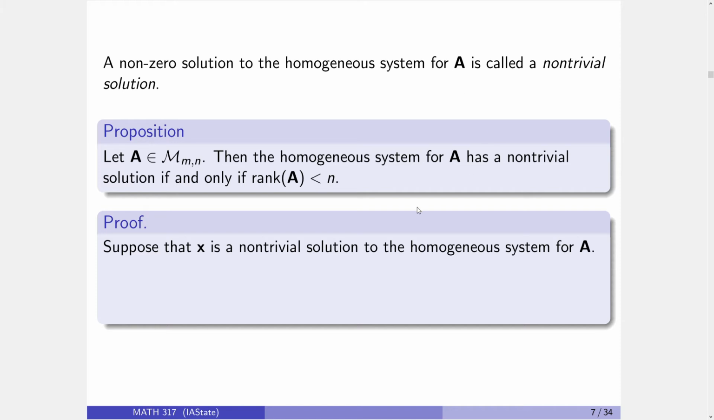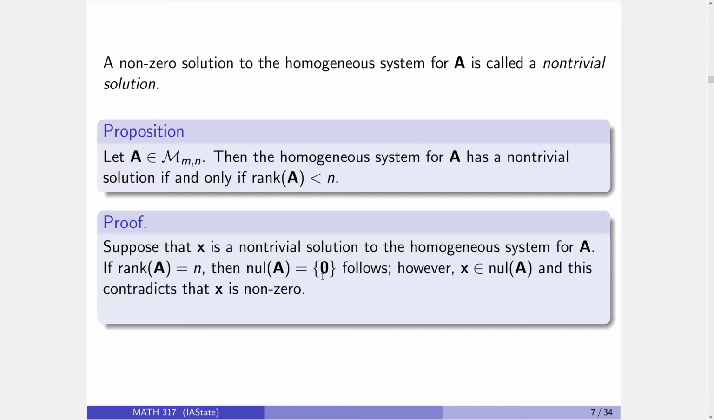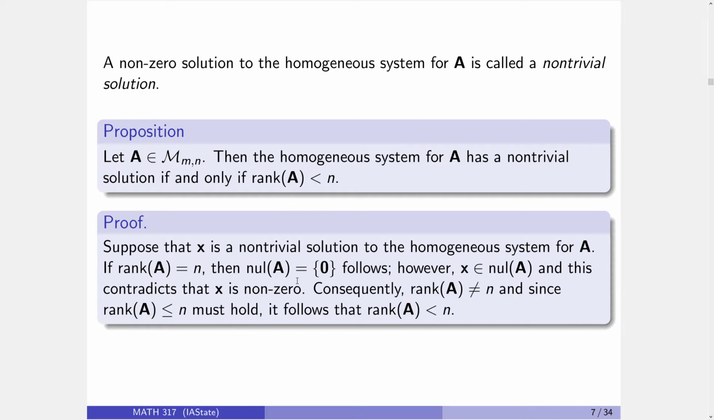So let's do it. Suppose that you actually have a non-trivial solution to the homogeneous system. Well, if my rank was full, then the null space would be trivial, but that can't happen. By hypothesis, we have something in the null space that is not equal to 0, so the null space cannot be trivial. That means the rank cannot equal n, and as we've proven, rank does not exceed n, hence why rank equaling n we refer to as full rank. So it's got to be that the rank is strictly less than n.